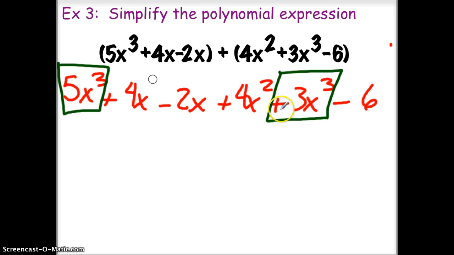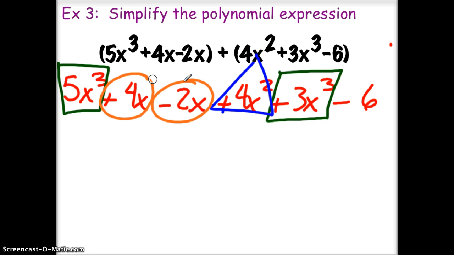Notice with this 3x cubed, I included that positive sign so I would remember what my sign was. Let's say around my x squareds, I'm going to put a triangle. Again, notice that I included the addition sign. I'm going to do some ovalish circles around my terms with just x. And I'm going to do a squiggly underline under my constants. So now when I go through, I can just go through shape by shape to make sure I've completely simplified.